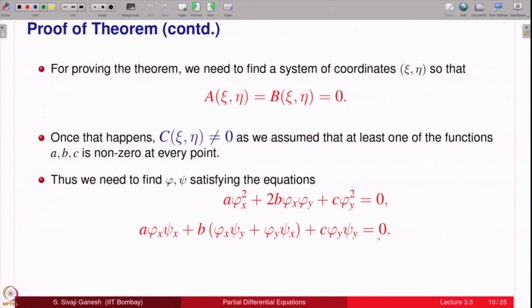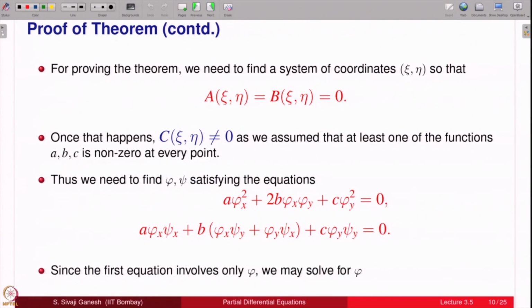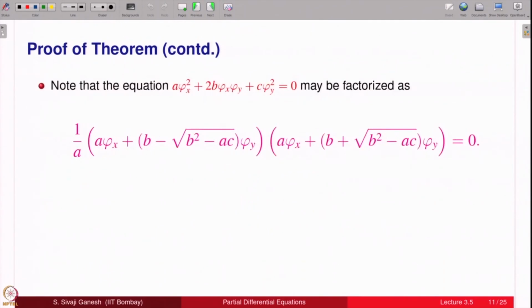This is something similar, not exactly the same, analogous to what we have in linear algebra. We have a linear system of equations which are triangular. They are coupled, but nicely coupled, it is like that. So, since the first equation involves only phi, we may solve for phi as we have done in the previous lecture.